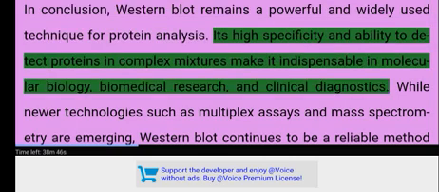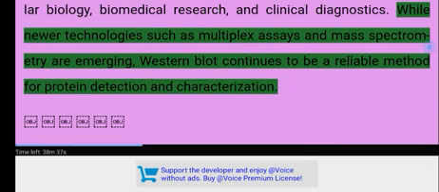Its high specificity and ability to detect proteins in complex mixtures make it indispensable in molecular biology, biomedical research, and clinical diagnostics. While newer technologies such as multiplex assays and mass spectrometry are emerging, Western blot continues to be a reliable method for protein detection and characterization.